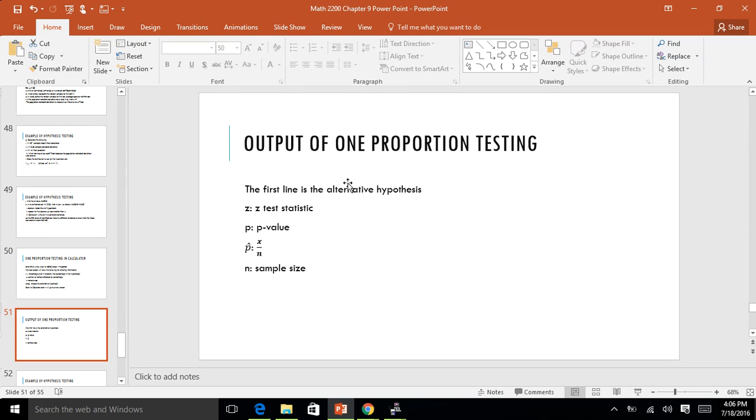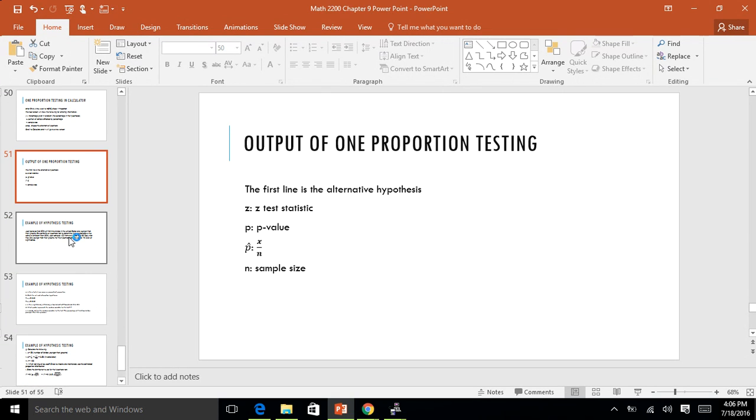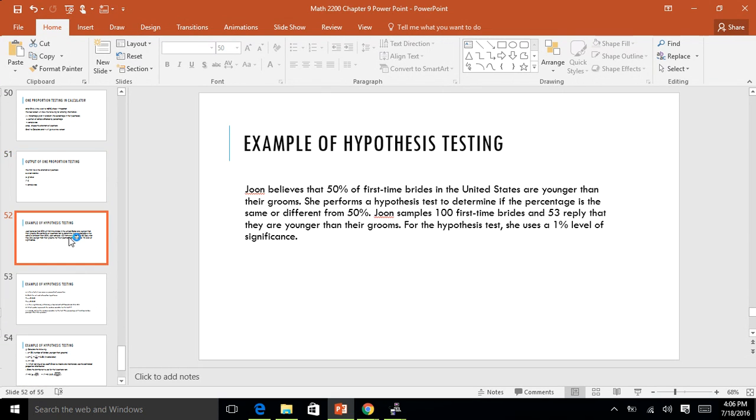So the output you get is the first line will be the alternative hypothesis. The z is the z-test statistic. The p is the p-value. But don't get that confused with p hat, which is x over n, and n is your sample size. So the best way to see these is just to do one, okay?